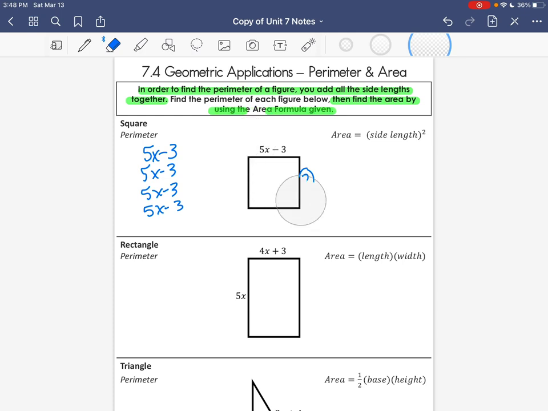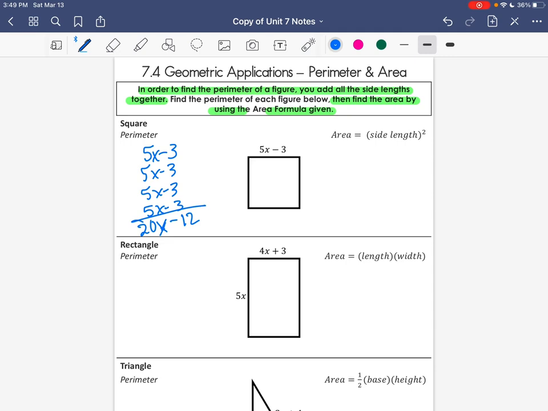So you can add that up. You've got negative 3, minus 3, minus 3, minus 3, so you've got negative 12. And then over here, you've got 5x plus 5x plus 5x plus 5x, so that would be 20x, like that. That would be the answer. That x looks like a y.